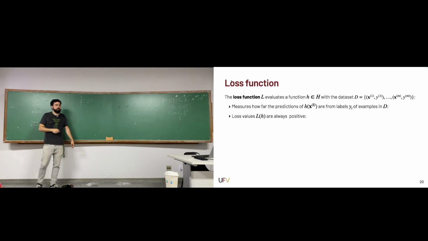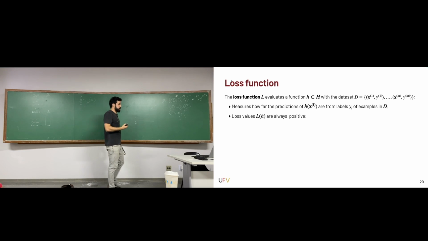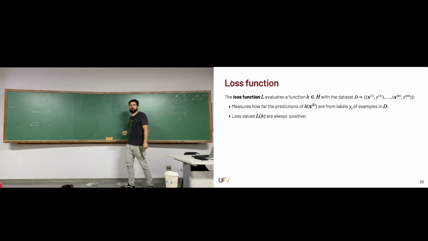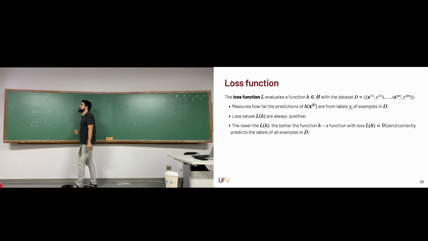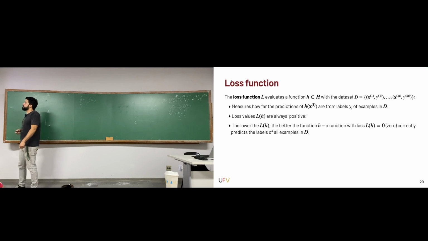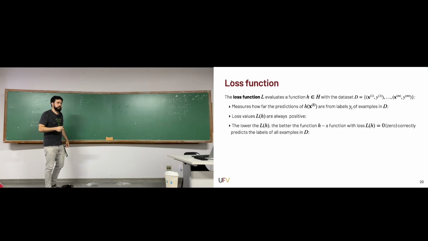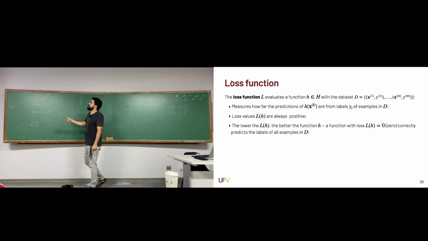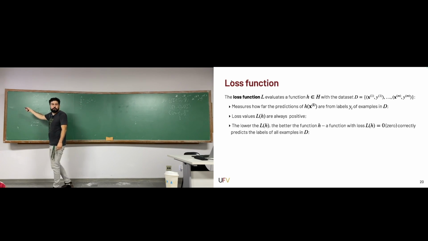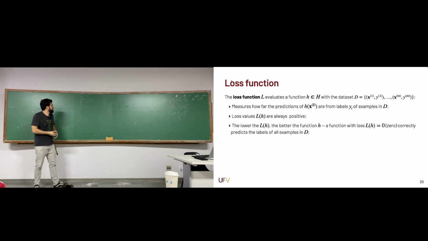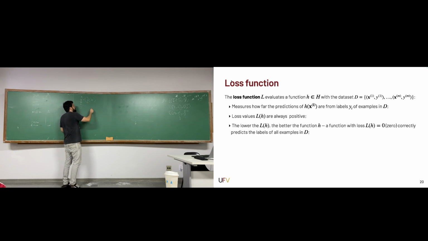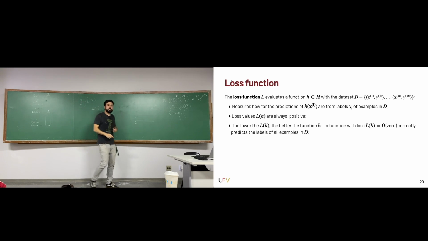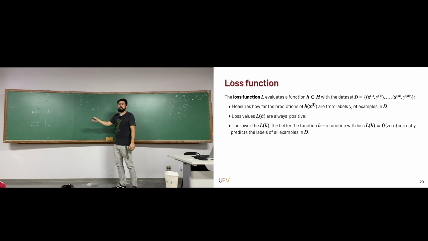Loss values are always positive. Right? There's no such thing as negative loss. The minimum loss is 0. And the lower the loss, or the lower the value L of h, the better the function h. Okay? So a function with 0 loss correctly predicts all the labels in the data. So if you manage to find a function h that has loss equal to 0, this means you have predicted correctly all the labels in your training data set.